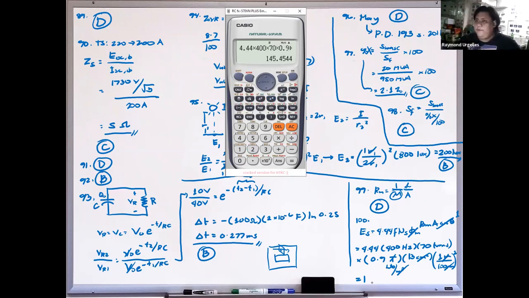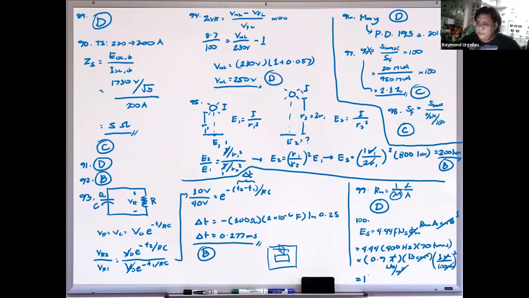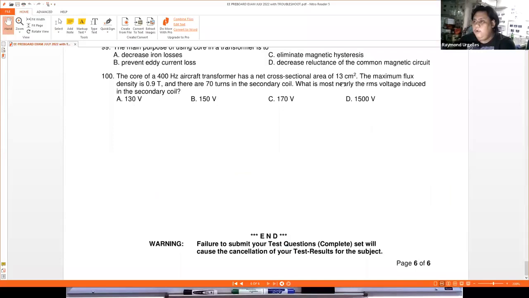So we get 145.45. Therefore, the closest to the choices is 150, since the problem only says most nearly. So we choose letter D.